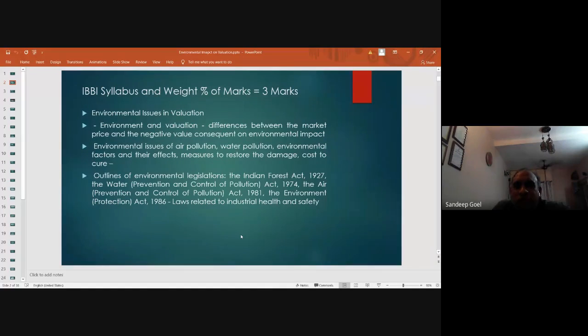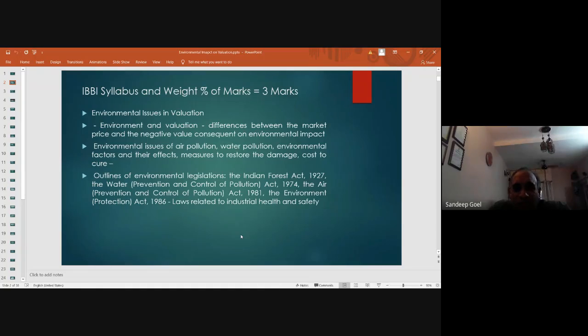Now, environmental issues of air pollution, water pollution, environmental factors and their effect, measures to restore the damage caused, to cure. Outlines of environmental legislations. One or two marks questions will definitely come from the Indian Forest Act 1927, the Water (Prevention and Control of Pollution) Act 1974, the Air (Prevention and Control of Pollution) Act 1981, and the most important, the Environment Protection Act 1986. From this topic, one or two questions are definitely asked in your objective terminology. What questions can be asked and what topics are involved here, I will discuss that part.